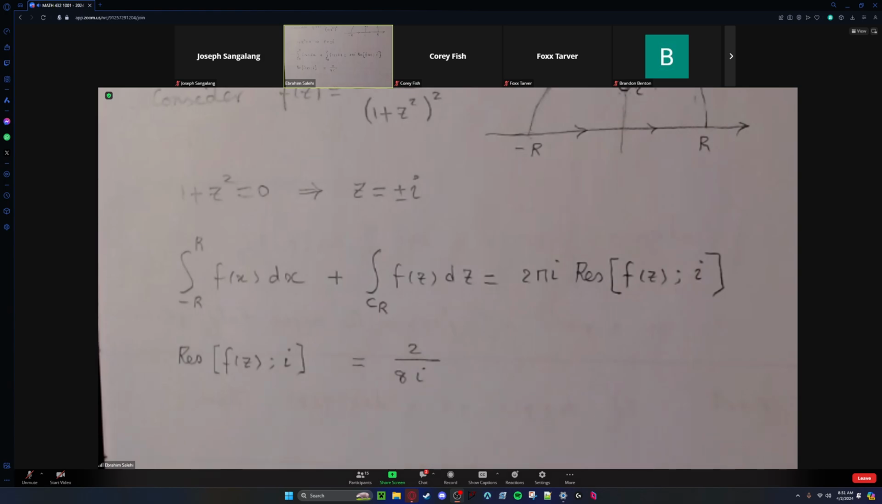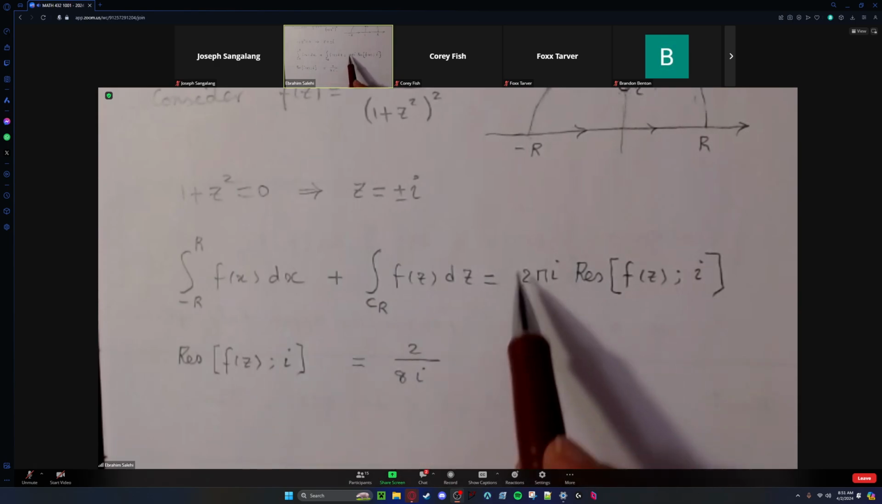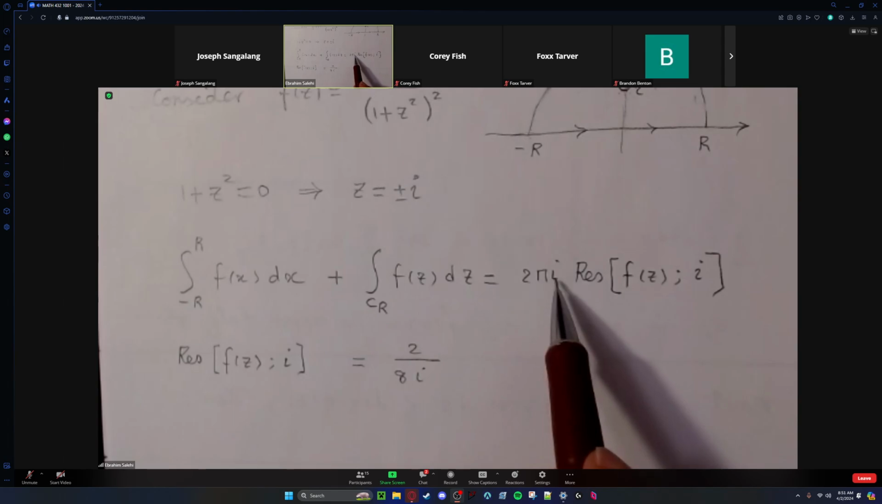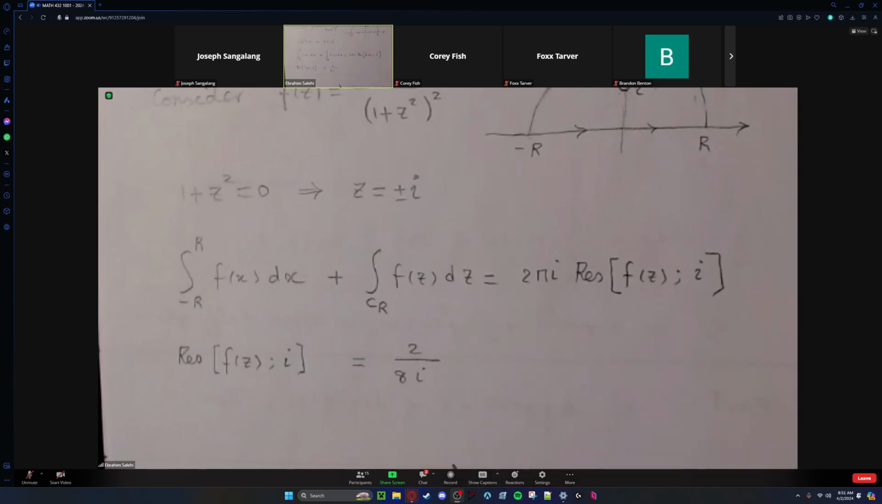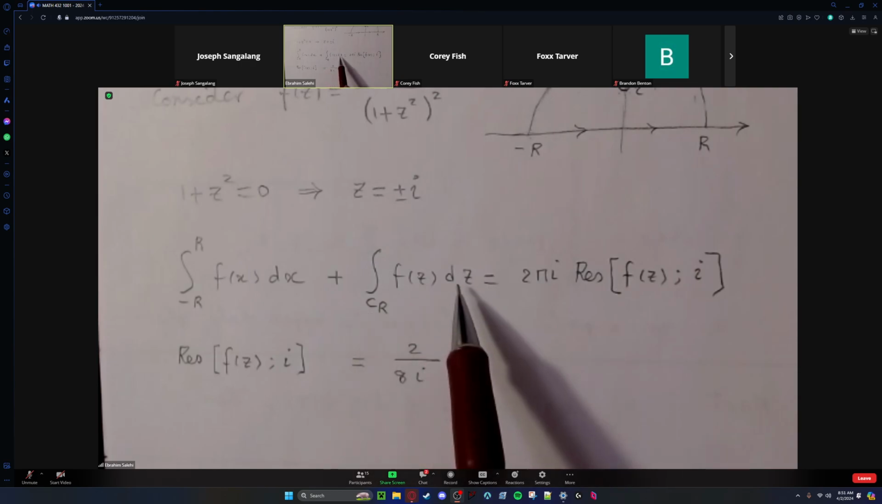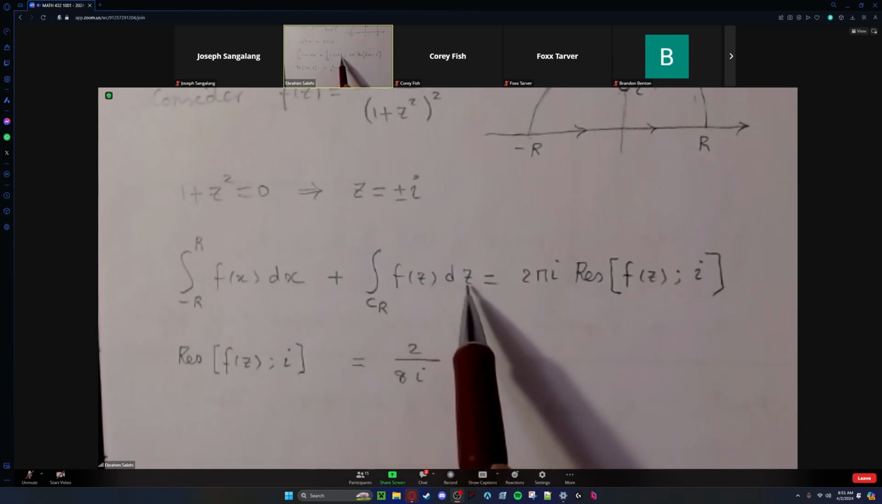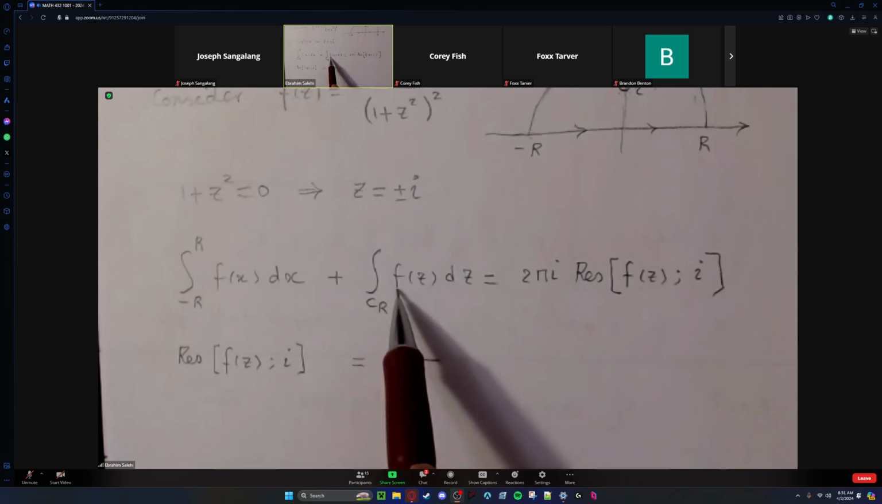So we know what the value of the right-hand side is after multiplying by 2 pi i. We'll get just pi over 2. Although you don't need to do this in your tasks or homework, I am doing it just to make sure that you understand why the limit of this integral as r approaches infinity is 0.